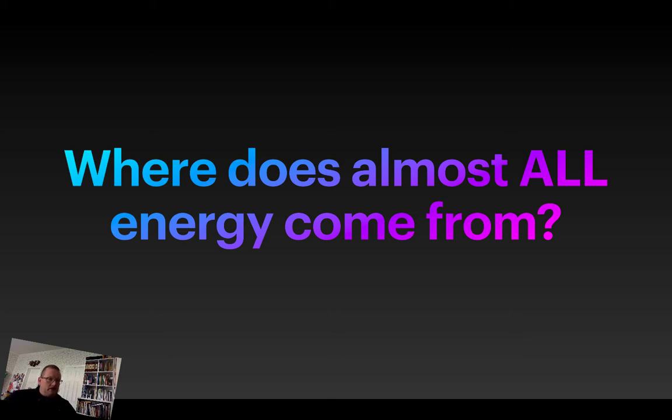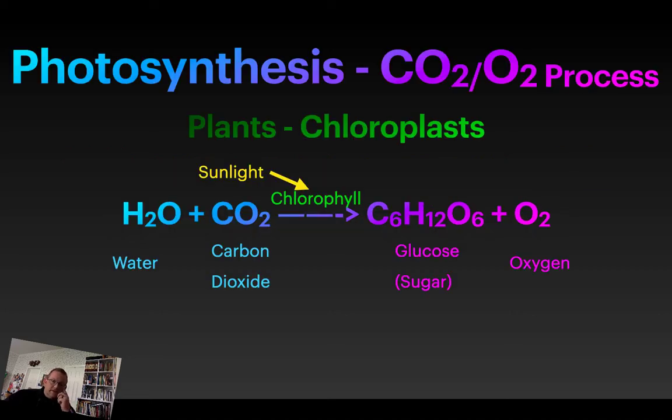So where do plants and animals get their energy from? And it all comes back to the same thing. All energy, almost all energy on Earth comes from the sun. So that takes us to our first process. It's the carbon dioxide oxygen process.